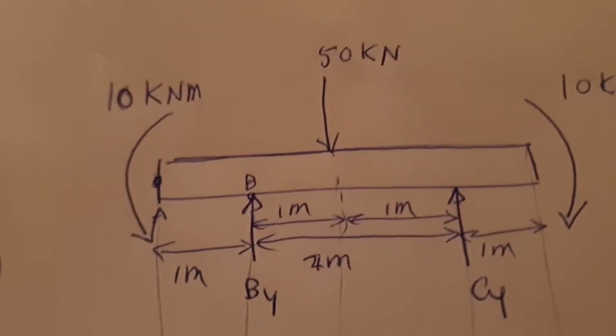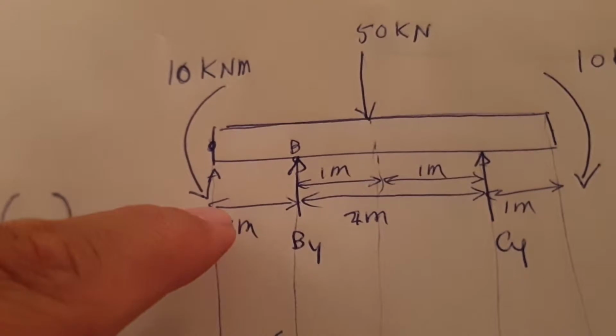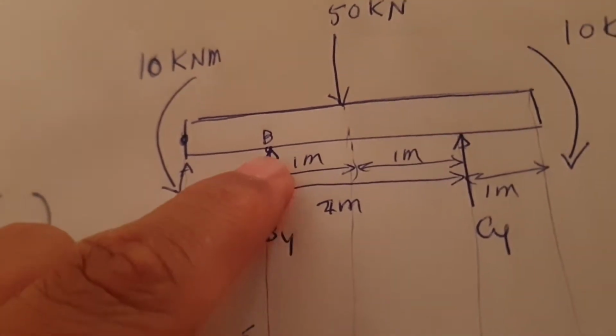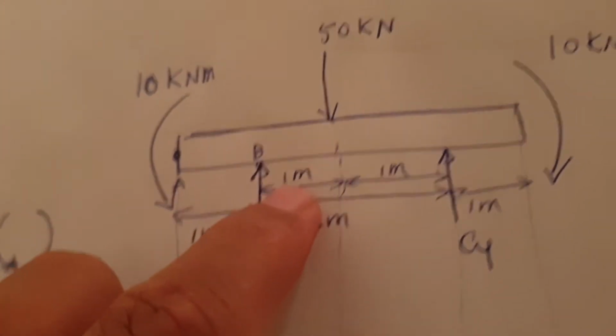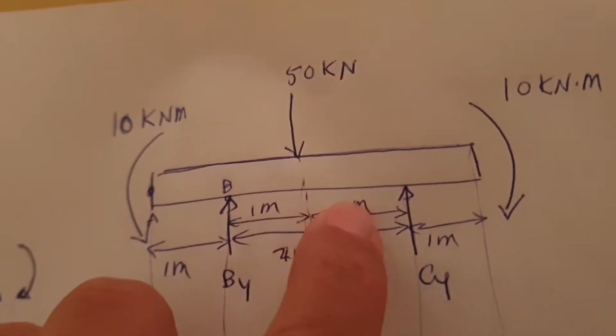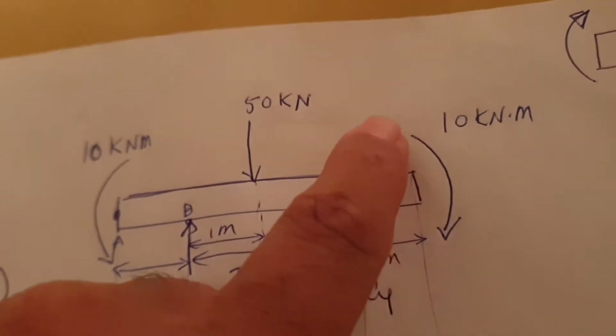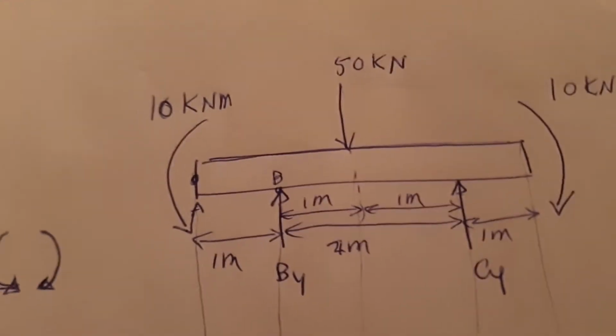Let's look at this question. There is a moment 10 kilonewton meter this way. There is By unknown, of course, a hinge here, 1 meter, and there is this equivalent load of 50 kilonewton, 1 meter, and there is a Cy, 1 meter, and there is the moment here. How could we deal with these moments?